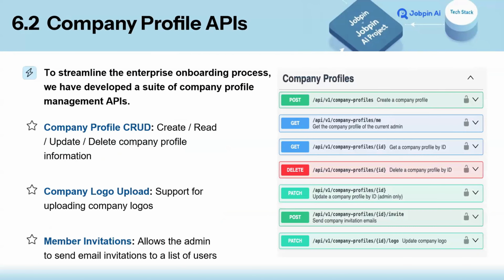Next. Then we also have the company profile APIs that include, but are not limited to, the basic CRUD operations and the logo upload to S3 bucket operation. Then we also have the member invitations that allow the admin to send email invitations to a list of users.